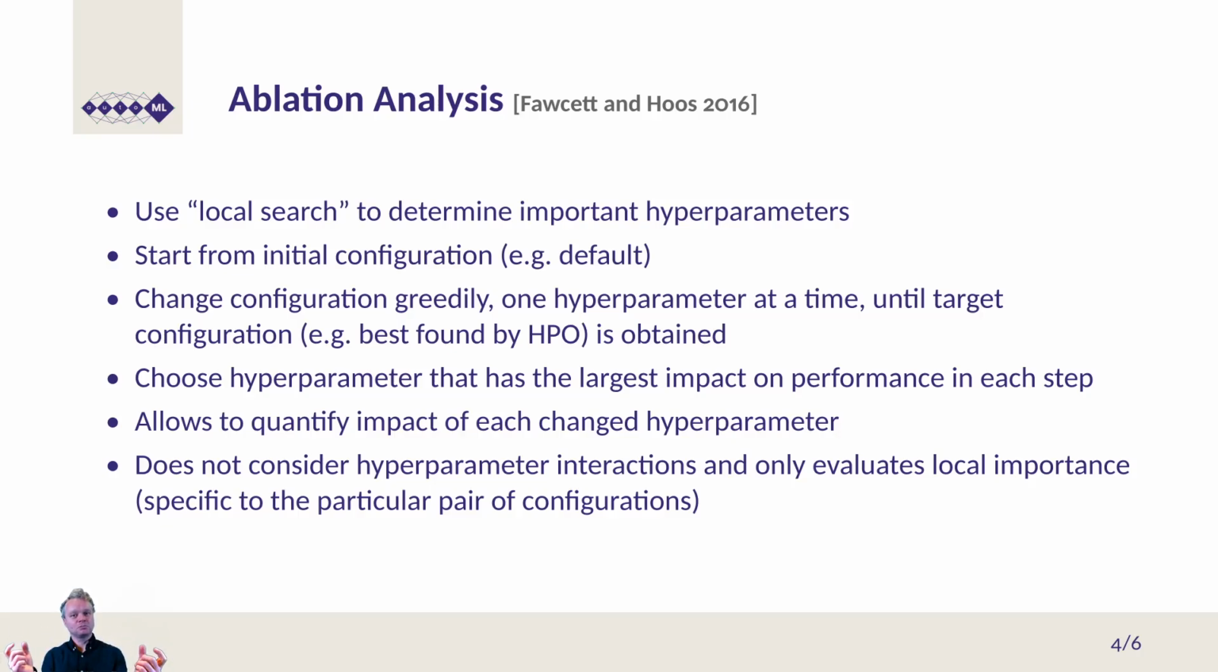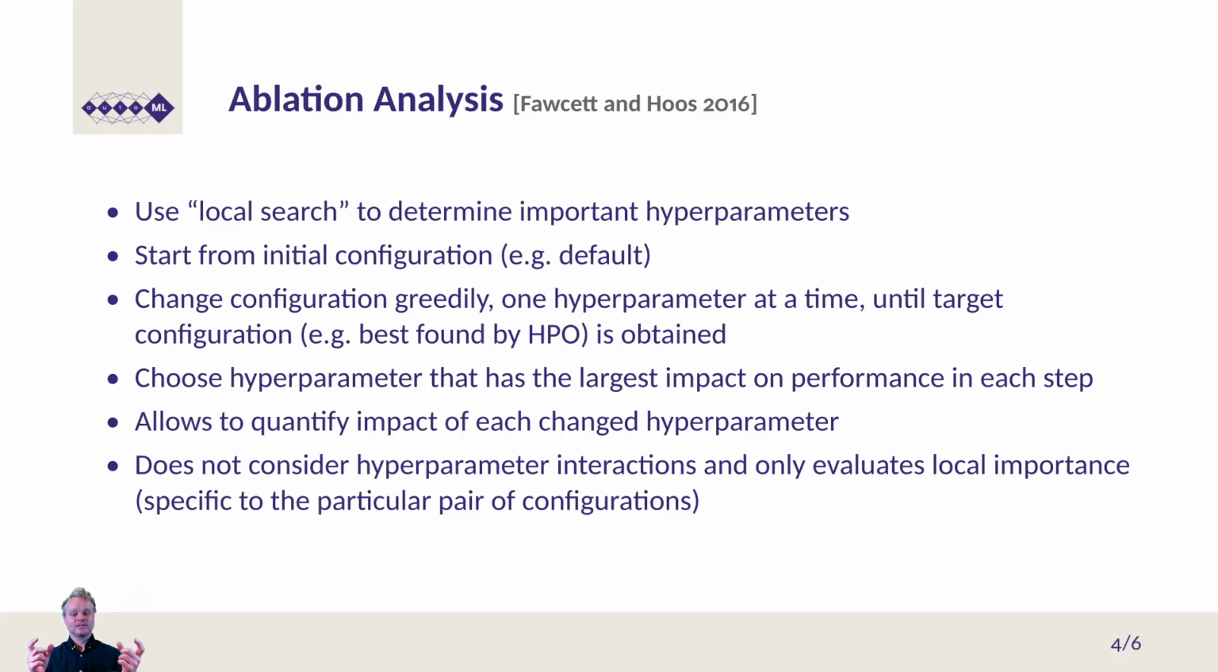And then we change the configuration greedily, one hyperparameter at a time, until we have reached the target configuration. So say that there are 3 hyperparameters that are different between the initial and the target configuration. We flip one of them at a time, see which one has the largest impact, then we lock that in and we iterate that process until we have changed all the hyperparameters. This allows us to directly quantify the impact of each changed hyperparameter on the performance that we observe in the end, and in particular on the performance improvement that we observe, but it does not consider hyperparameter interactions, and it only evaluates the local importance.